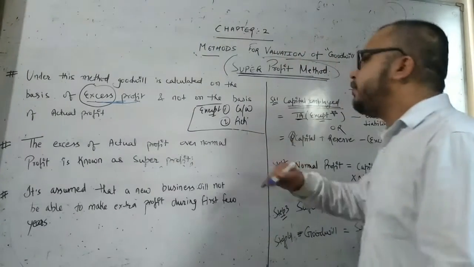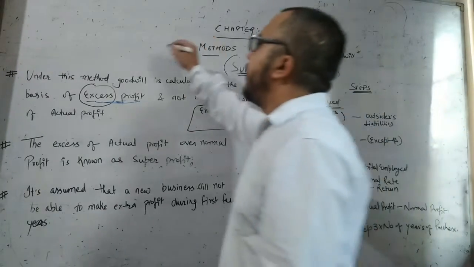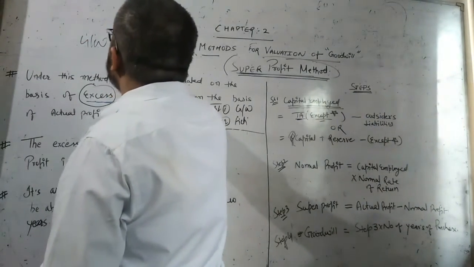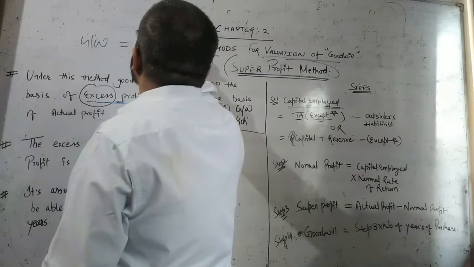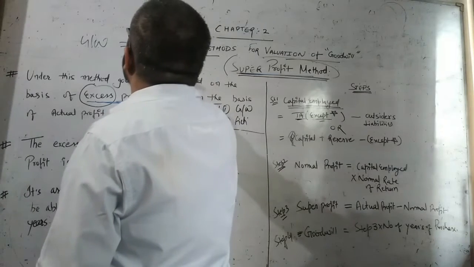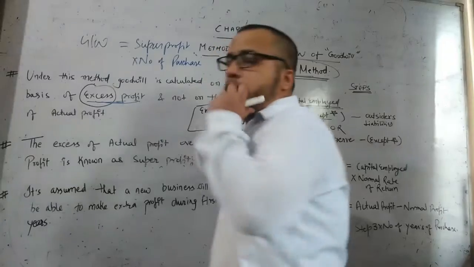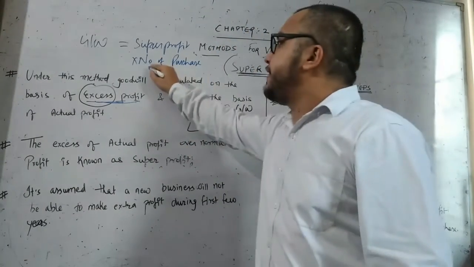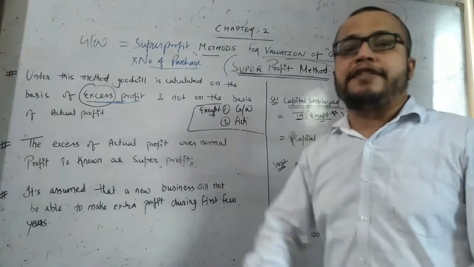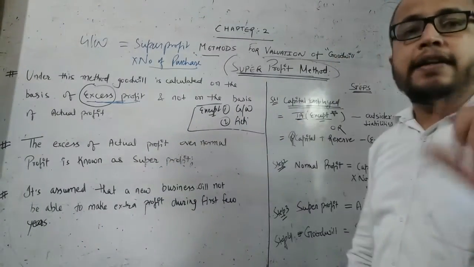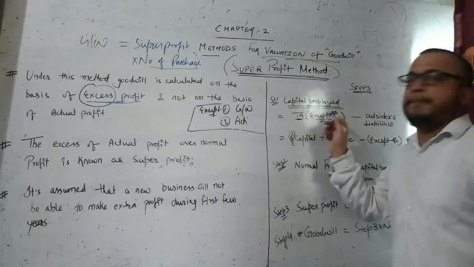Therefore, for calculating goodwill by super profit method, we will use the formula: goodwill equals super profit into number of years of purchase. Here, number of years of purchase again means the years for which that goodwill benefits you. Now, steps for calculating goodwill with the help of that formula are: first, we will compute capital employed.